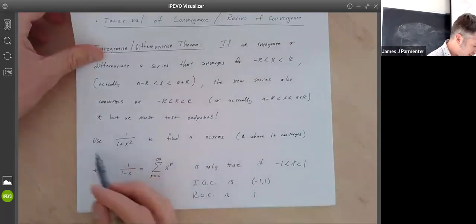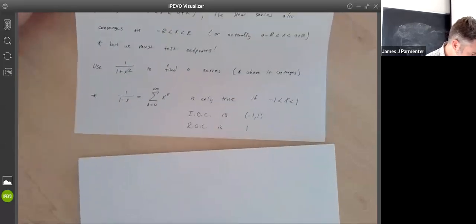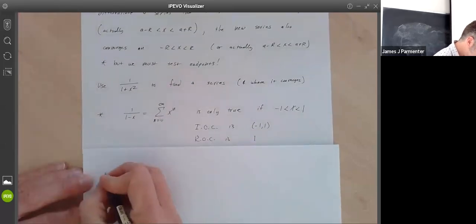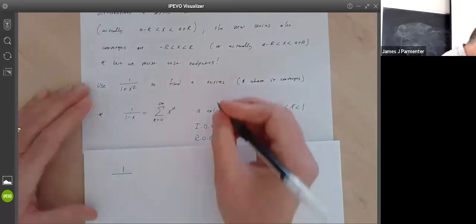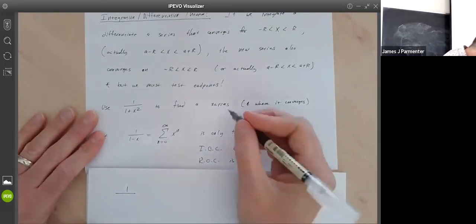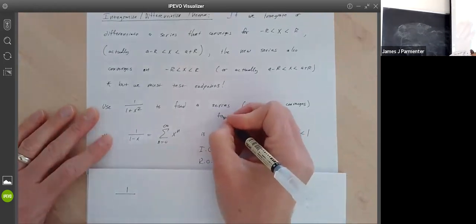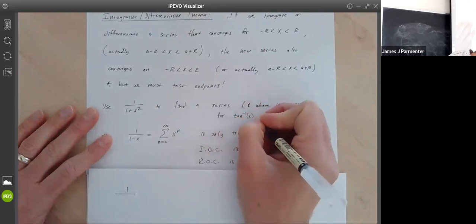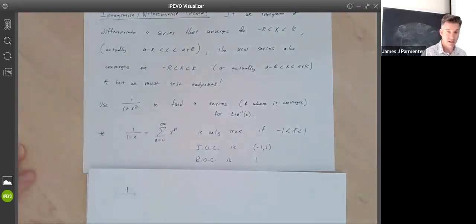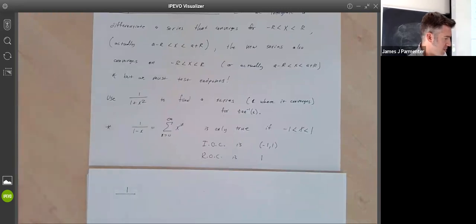So let's go back to this problem here. I want to use the 1/(1 plus x squared) to find a series for the inverse tangent of x. Sorry, I got distracted by my own thoughts. And you might think those don't look a lot alike. You might also think one of those things looks like the derivative of the other. And that's what we're going to do.